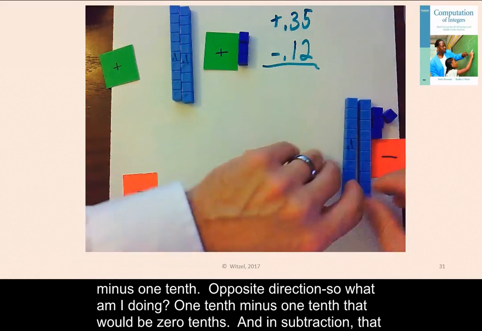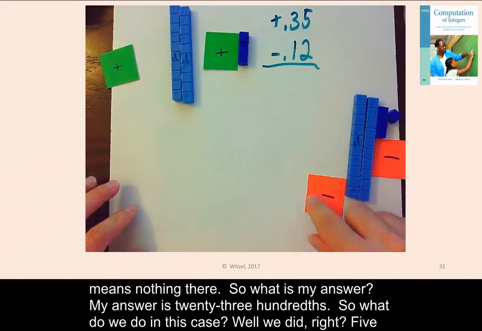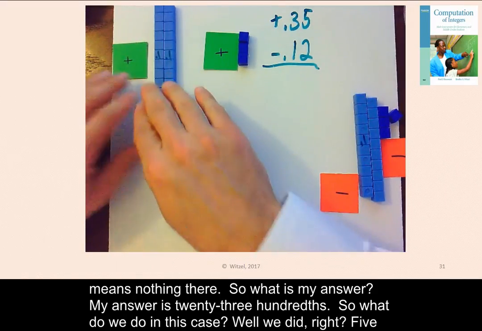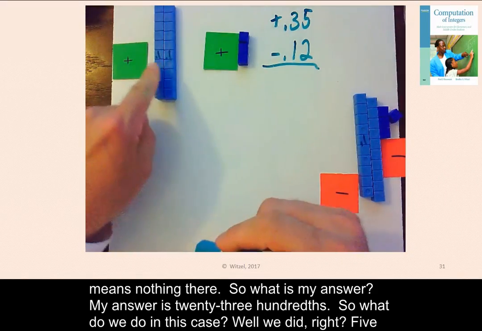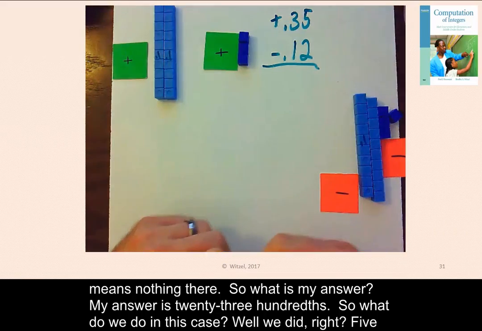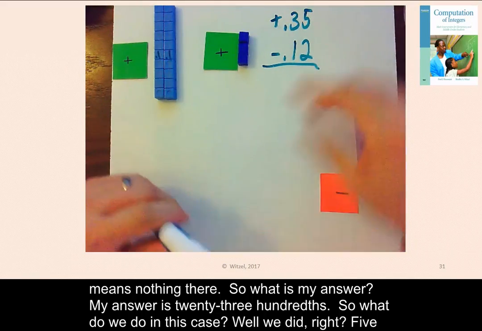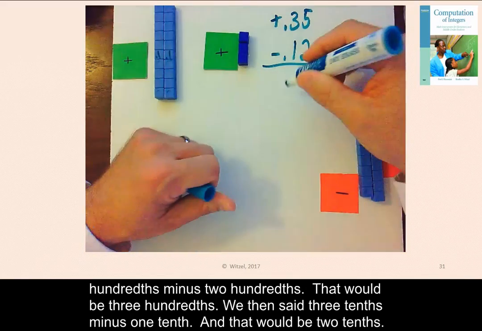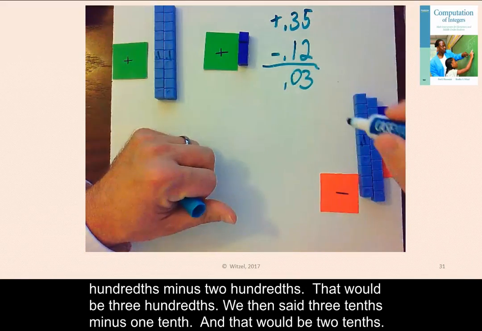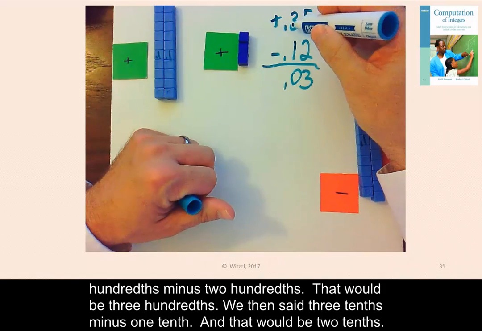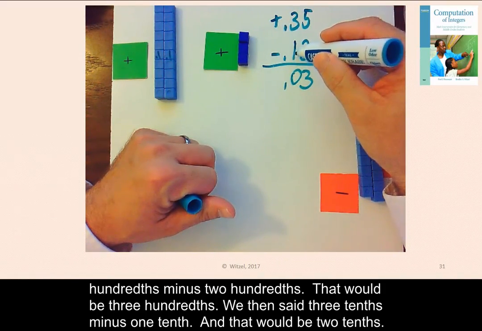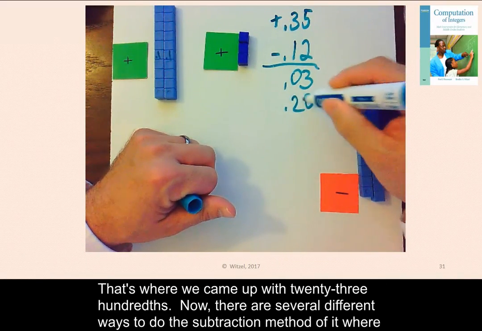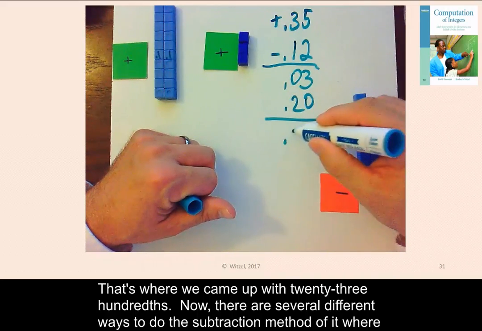And the subtraction, it means nothing there. So what's my answer? My answer is 23 hundredths. So what did we do in this case? Well, 5 hundredths minus 2 hundredths would be 3 hundredths. We then said 3/10 minus 1/10, and that would be 2/10. That's where we came up with 23 hundredths.